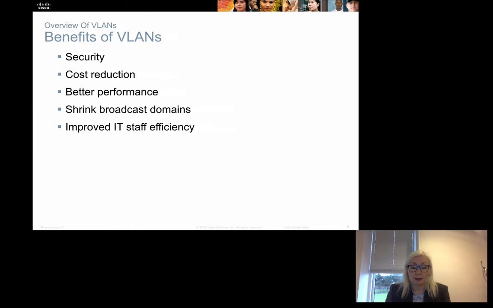The benefits. Well, of course, we have the better performance, which I think is the most important one, but also the security, because since the computers on different VLANs cannot see each other, they are, of course, not able to do something that they are not supposed to do either. So we get the security benefits as well.